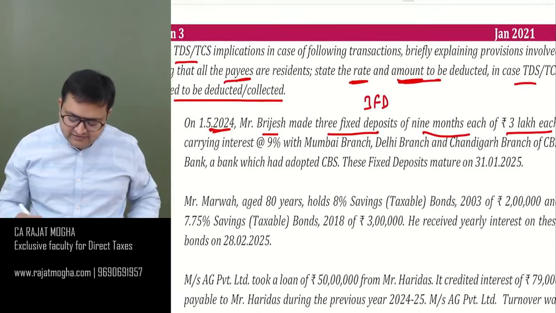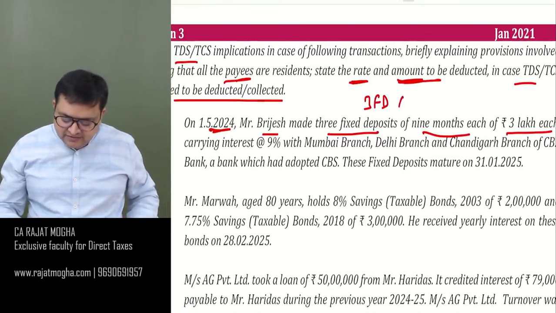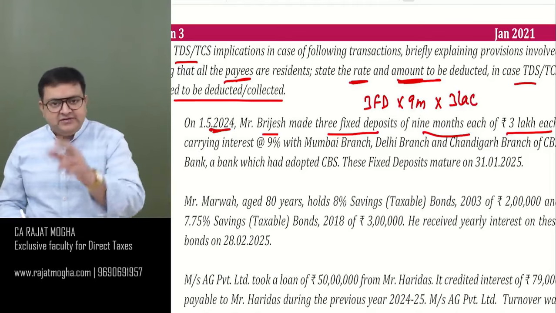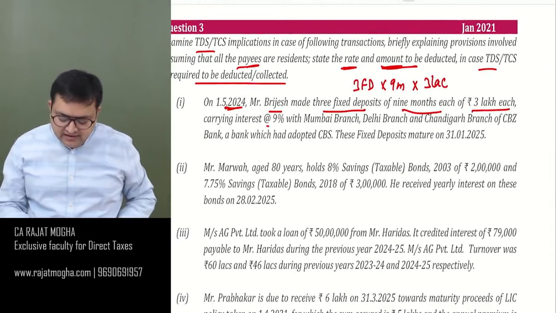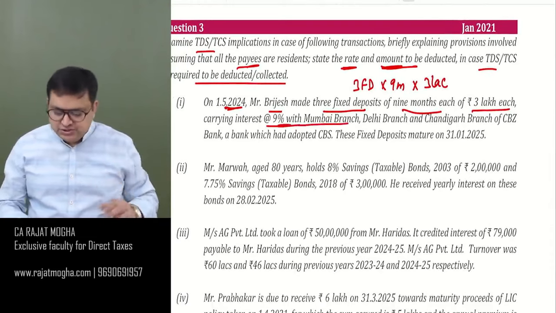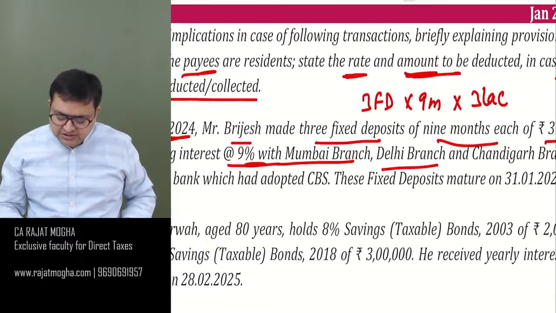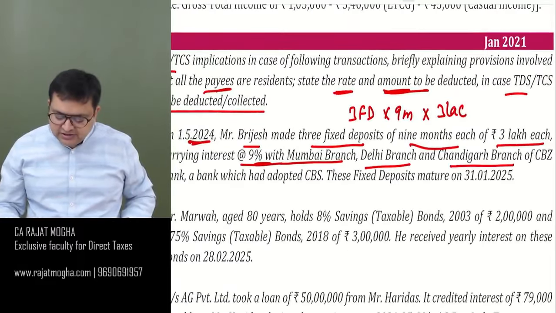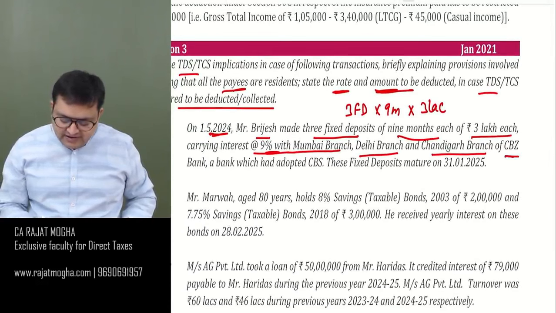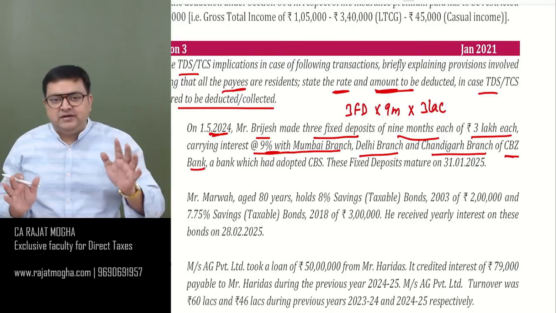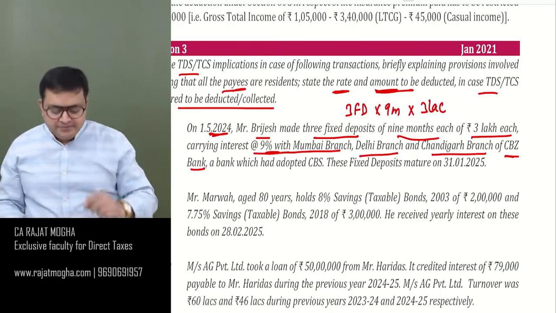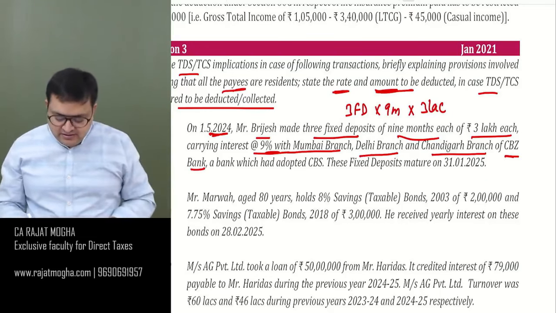3 FDs he has made. Each FD is for 9 months, and each FD is of 3 lakh rupees. 3 lakh, 3 lakh, 3 lakh, 3 FDs, carrying interest of 9% with Mumbai branch, Delhi branch, and Chandigarh branch of CBZ Bank. The bank is one. The branches are different. Doesn't matter. Bank is one. Correct? We'll do the aggregate.